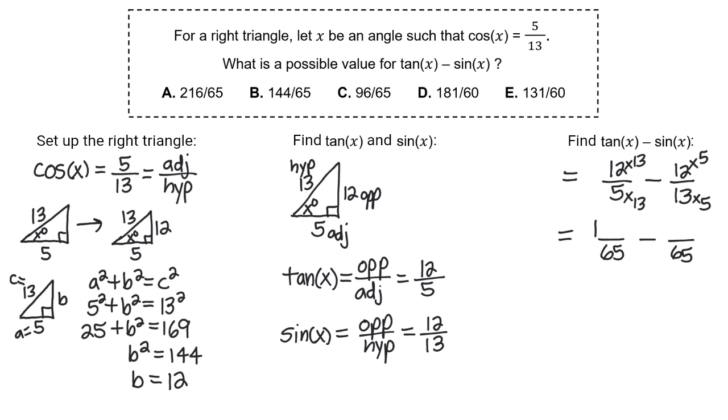You're going to end up with 156 over 65, 12 times 13. And then 12 times 5 is 60. Subtracting those 2 answers, you're going to end up with 96 over 65. So it looks like the final answer is going to be C.